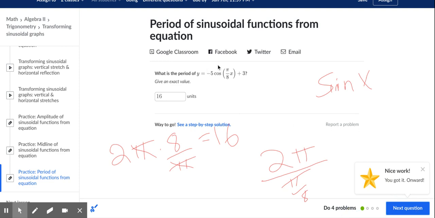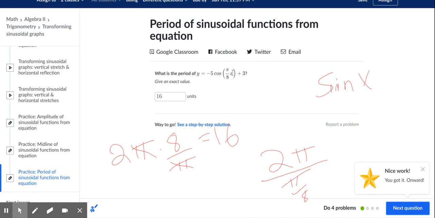So that's really all there is to it. Basically, we know what the initial period would be, and then whatever we're multiplying x by, we need to divide 2 pi by that number. The rationale here is, what would I have to multiply this by to get 2 pi? Well, that's my period.